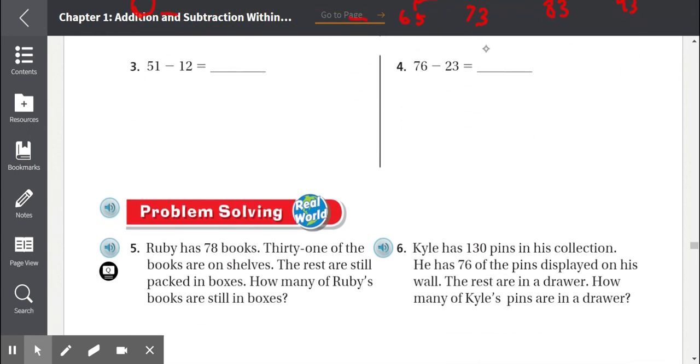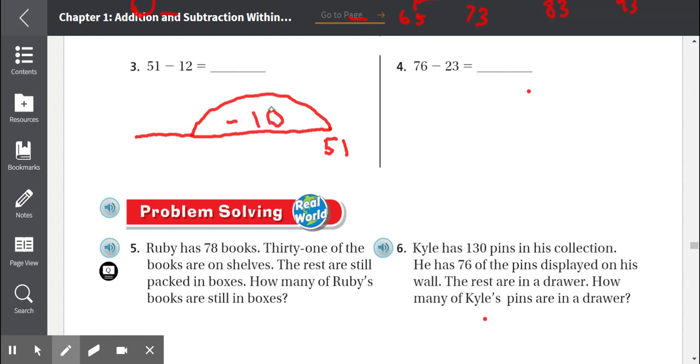Number 3. 51 minus 12. We're going to start with our number line. And we put 51 at the end. And now we have to subtract 12. So if we start by doing one jump of 10, 51 minus 10 will equal 41. So far we did a jump of 10, but we have to do a total jump of 12.